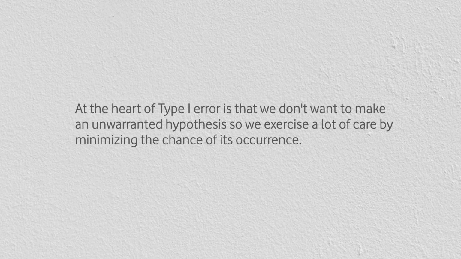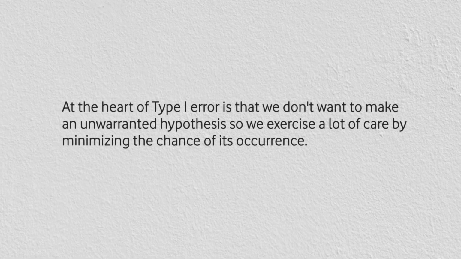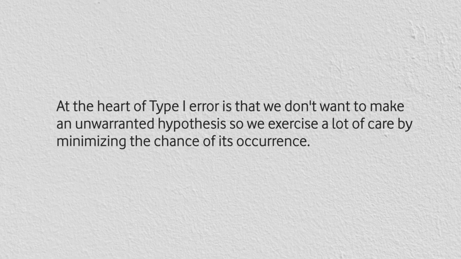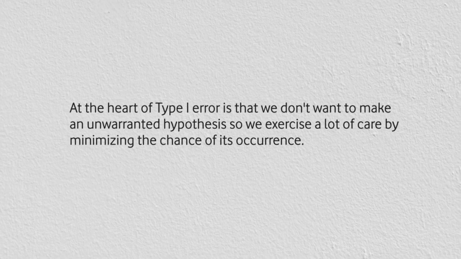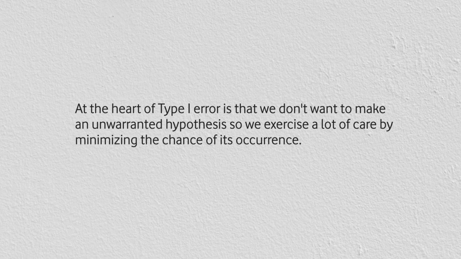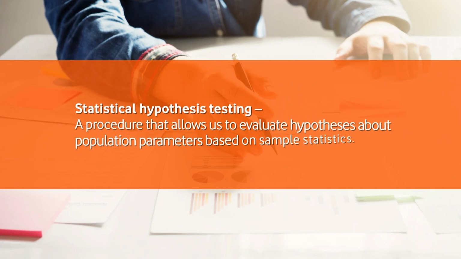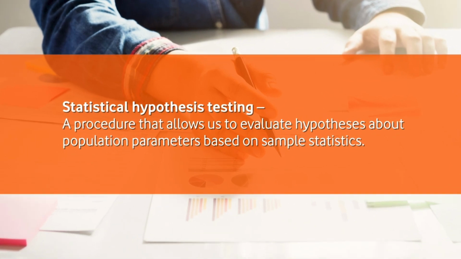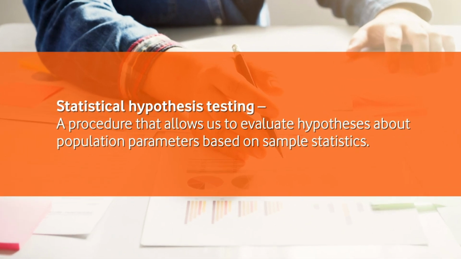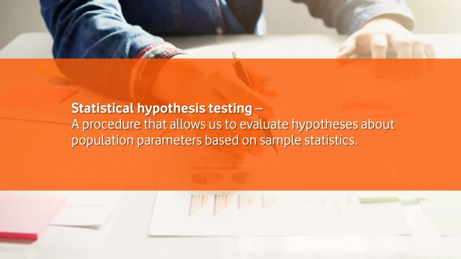At the heart of type 1 error is that we don't want to make an unwarranted hypothesis, so we exercise a lot of care by minimizing the chance of its occurrence. So testing hypothesis is bifurcated into different segments. Statistical hypothesis testing, a procedure that allows us to evaluate hypotheses about population parameters based on sample statistics.